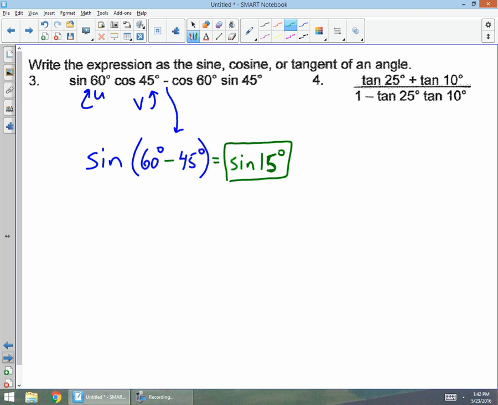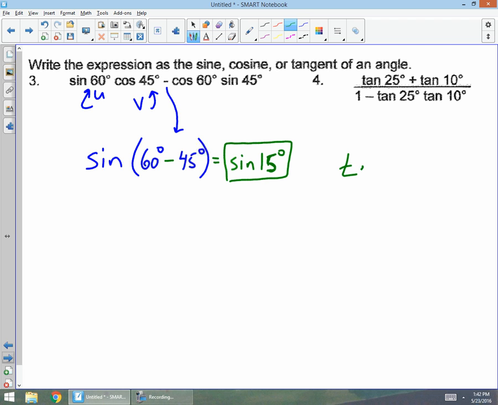For question 4, I'm going to give you 10 seconds here. I want you to identify, is that a tangent question, a sine question, or a cosine question? If you figured that out already, start to think about, is it a sum or a difference question? What's u? What's v?